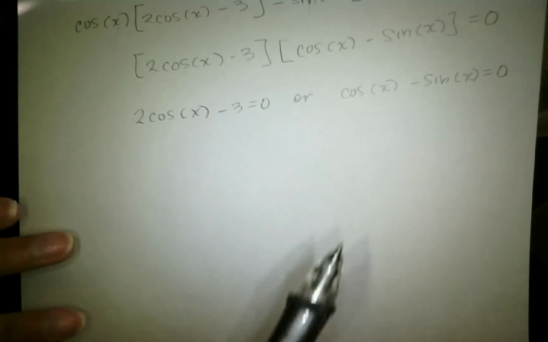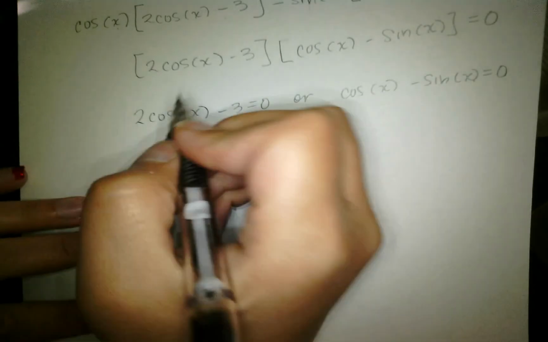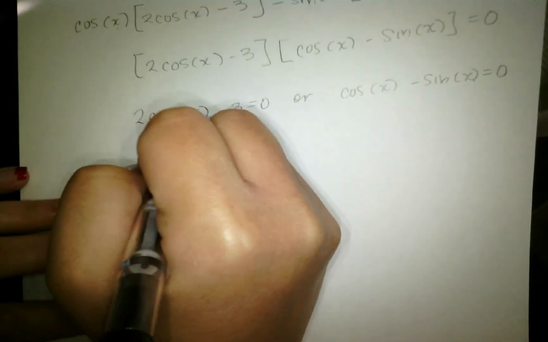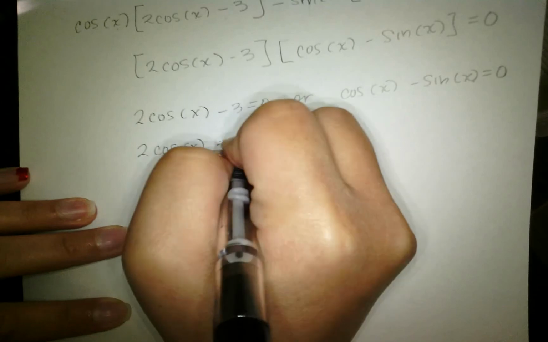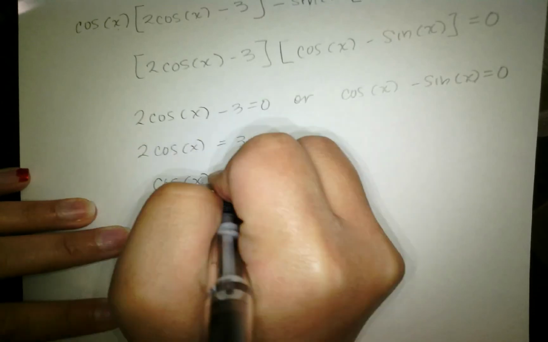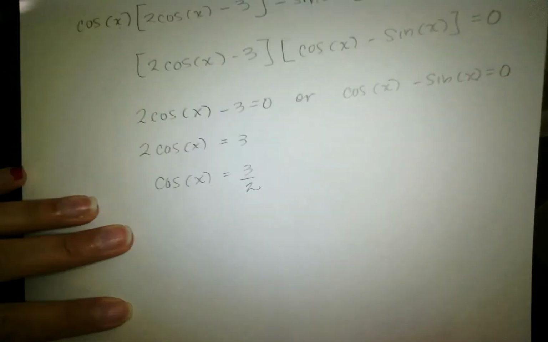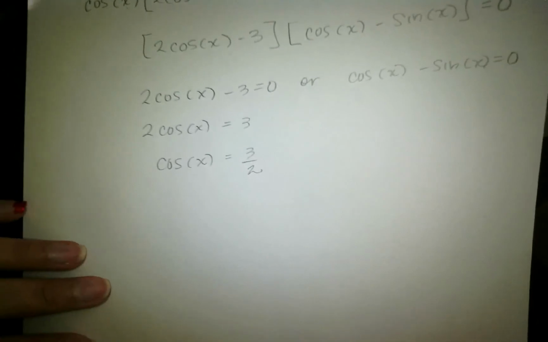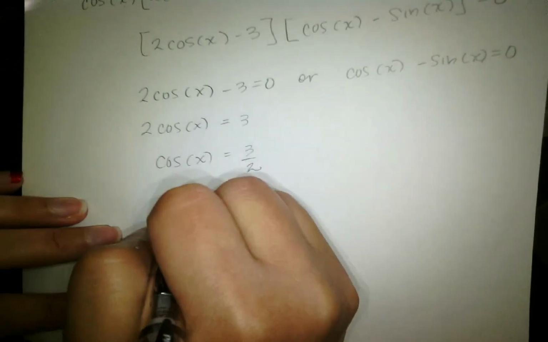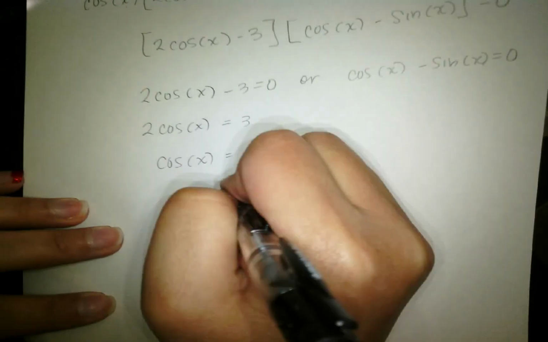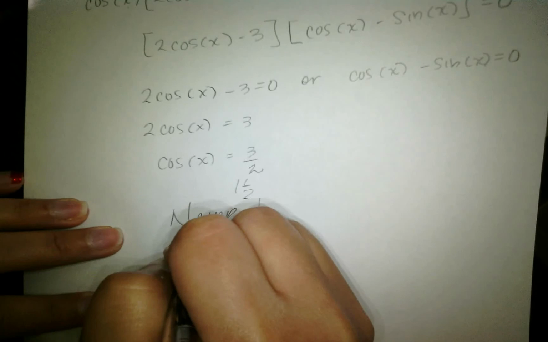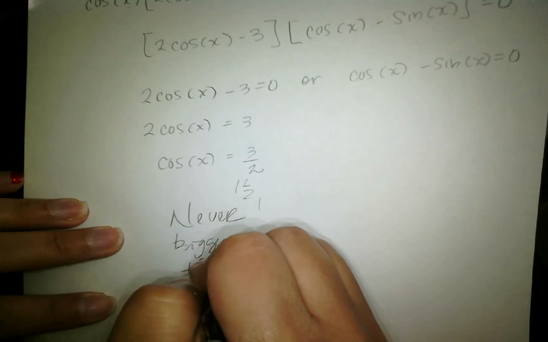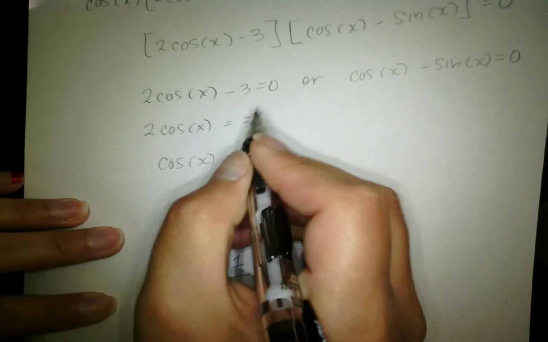No, it's too funny. Okay, so let's solve these ones. I'm going to get this cosine by itself, so I'm going to add 3 and divide by 2. Okay. So where is cosine of x equal to 3 halves? Never. Good. It's bigger than 1. That's 1.5. It's gone.